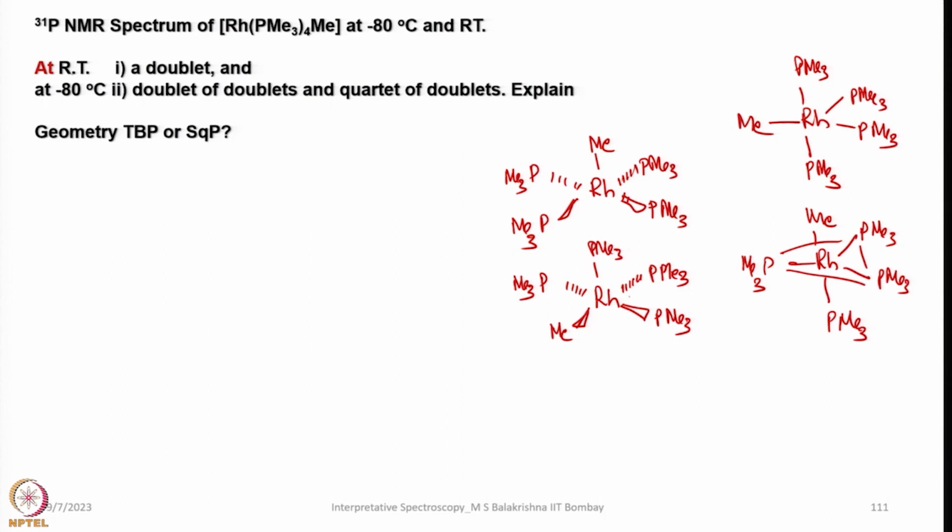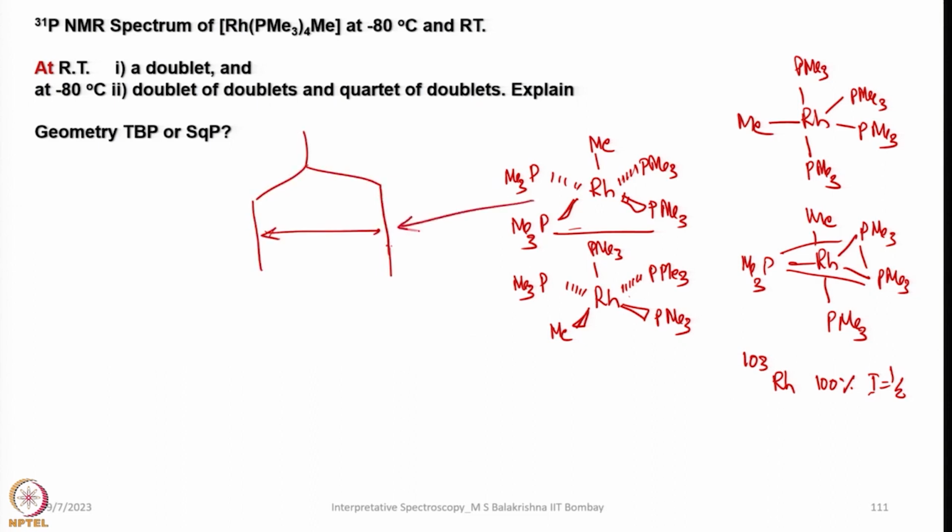So now let's look into the room temperature spectrum. At room temperature, what we are getting is a simple doublet. Why are we getting a simple doublet? Here we should remember that 103 rhodium is NMR active, it is 100% abundant, and I equals half. And the phosphorus to rhodium coupling constant would be anywhere between 160 to 300 Hertz. As a result, in this case, all these phosphorus atoms are equivalent and they couple with rhodium to give a doublet here. So that means the correct structure is this one, this is the doublet.